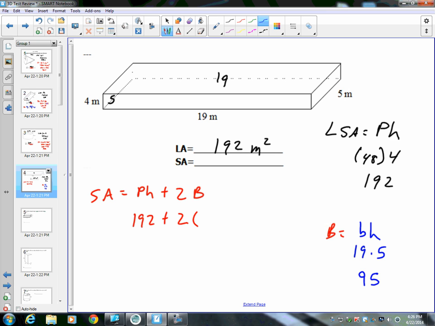So we're going to go ahead and plug that in. And we end up multiplying these together. 2 times 95, we get 190. So we're going to say 192 plus 190. If we add these two together, we get 382. And that would be our total surface area. Again, meters squared.